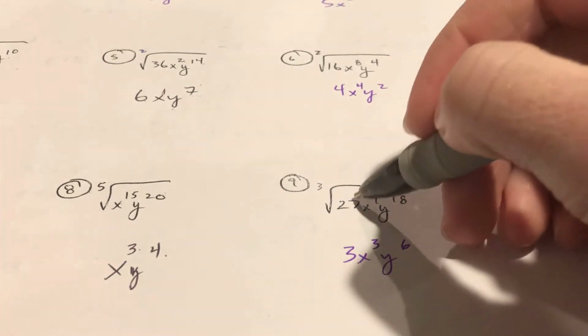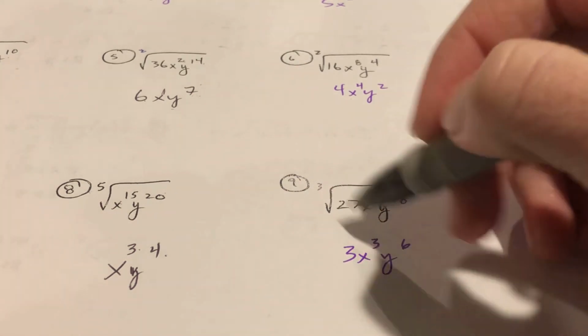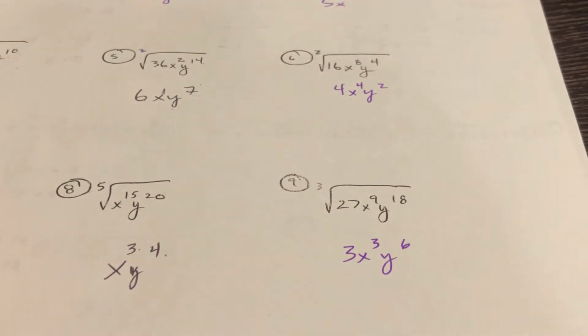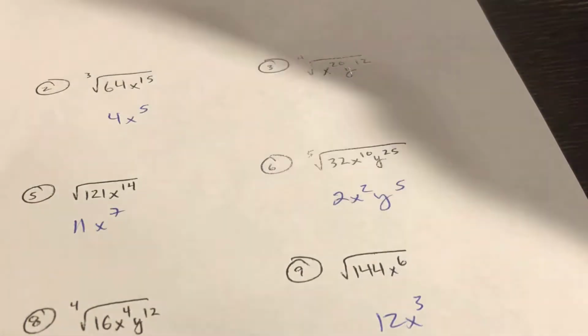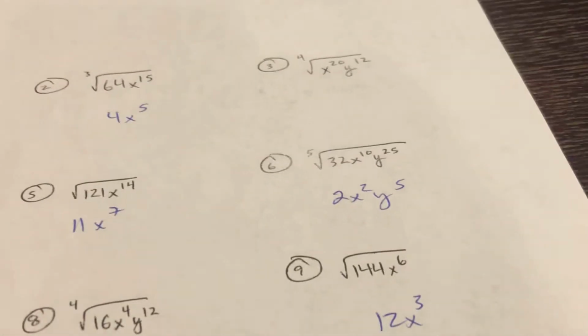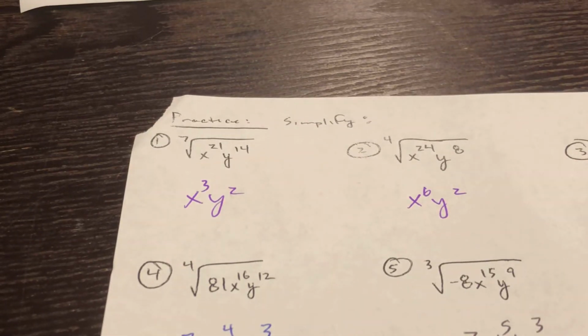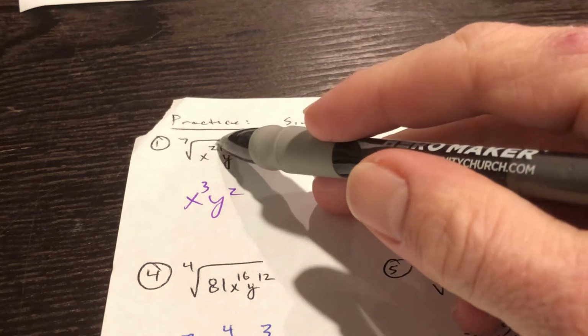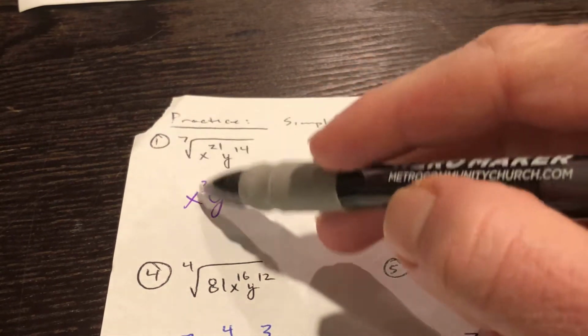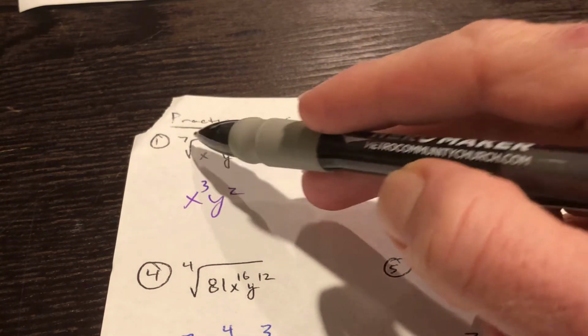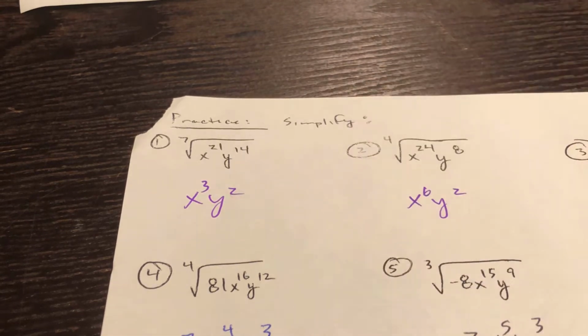The third root of 27 is 3. 3 goes into 9 3 times. 3 goes into 18 6 times. All right, then what do we got here? Page 14, more practice. I'm looking for groups of 7, and I have 21 x's. Well, 21 divided by 7 is 3. 7 goes into 21 3 times. 7 goes into 14 twice.